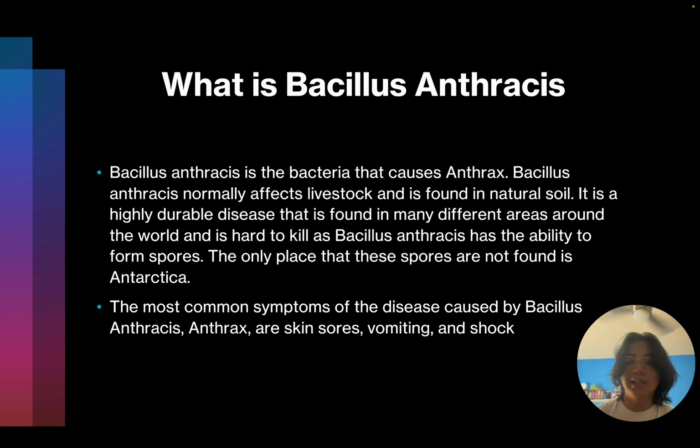What is Bacillus anthracis? So, Bacillus anthracis is the bacteria that causes anthrax. It normally affects livestock and is found in natural soil. It is a highly durable disease that is found in many different areas around the world, and it is hard to kill, as Bacillus anthracis has the ability to form spores. The only place that these spores are not found is Antarctica. The most common symptoms of the disease caused by Bacillus anthracis, anthrax, are skin sores, vomiting, and shock.